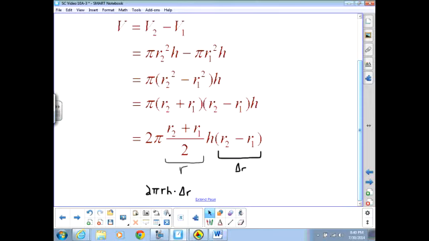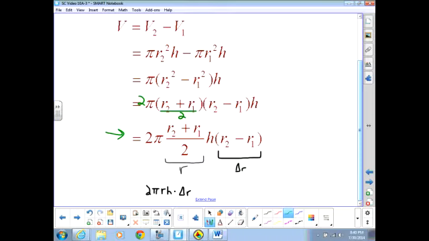Well, this is where you have to get kind of clever to make things work out. We are going to divide this by 2 to get our average that we had. But if we divide by 2, we have to also multiply by 2. That's why we get 2 pi times r2 plus r1 over 2 times the height times r2 minus r1.